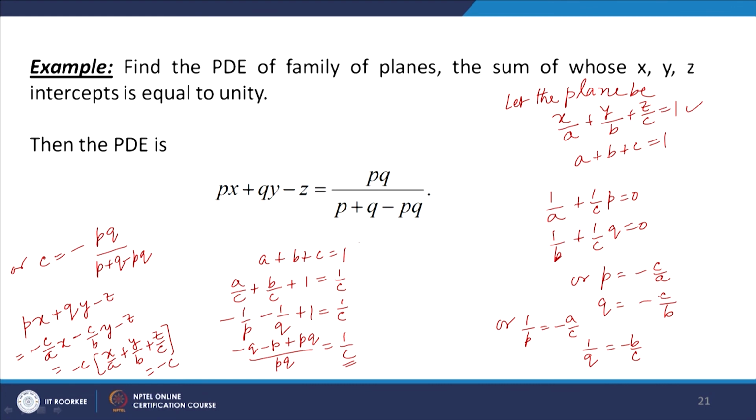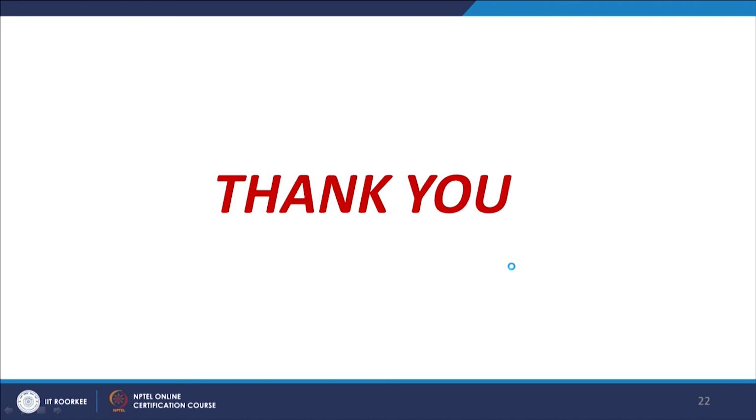So, what we get? We have -c = pq/(p + q - pq) from here, and from here -c = px + qy - z. So, we get this partial differential equation. You can see it is nonlinear. Now, with that I would like to conclude my lecture. Thank you very much for your attention.